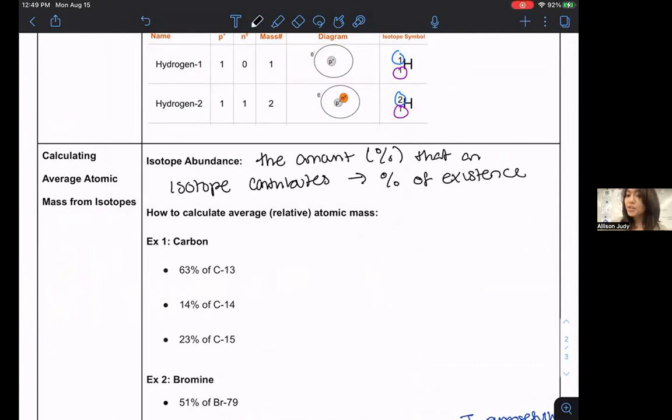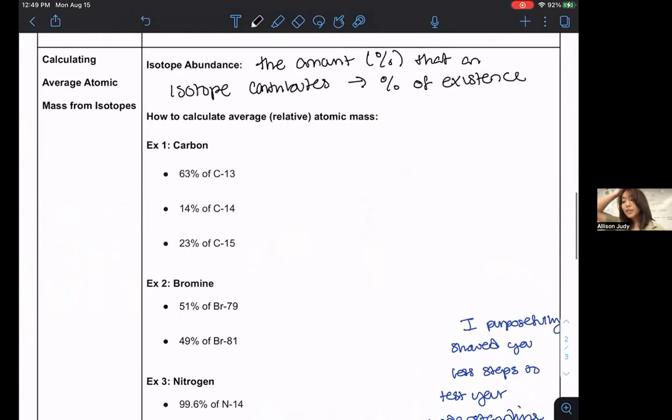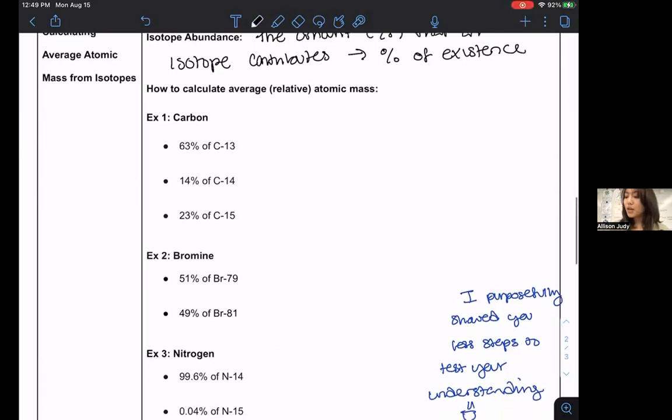All right, so it's pretty simple math, and I'm only going to walk through one example, and then I'm going to leave the rest for you guys to do because you all are honors, and I assume most of you have had algebra before this. So carbon, let's say I have these 3 isotopes. This is my sample. I would say to myself, well, I know that carbon 13 with a mass of 13 AMU contributes about 63%.